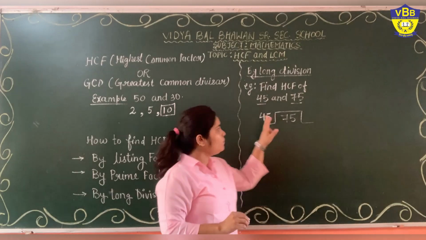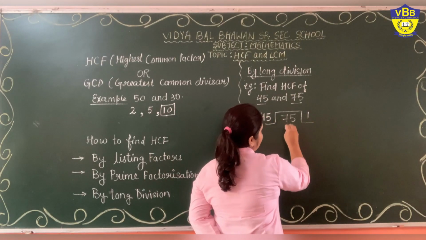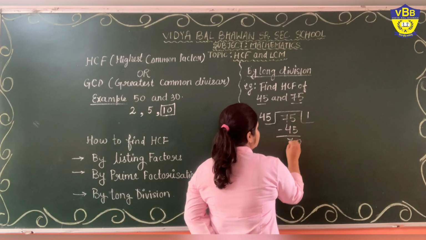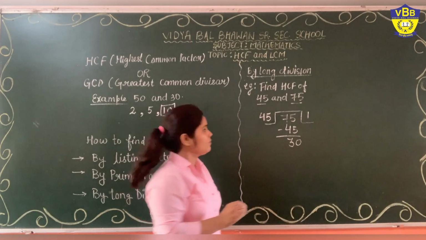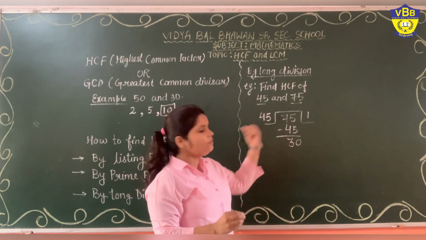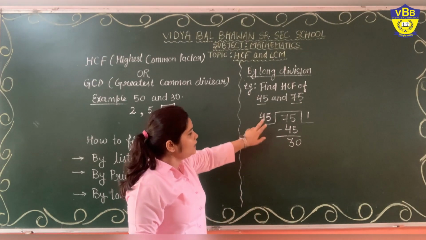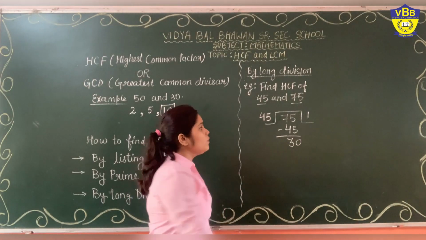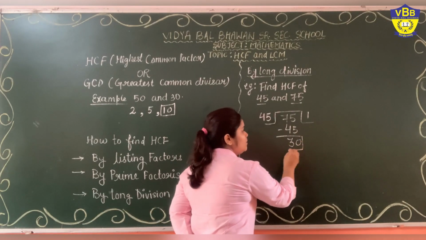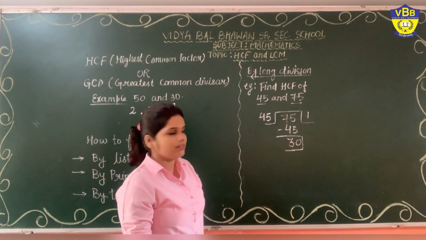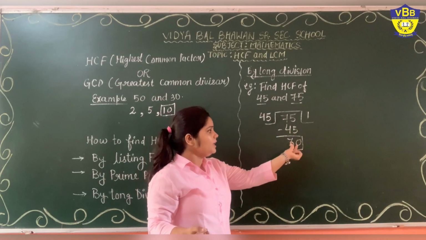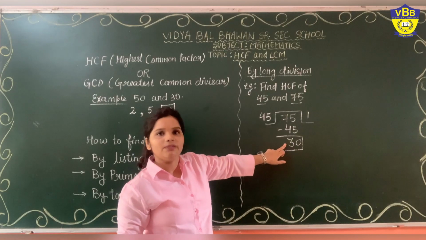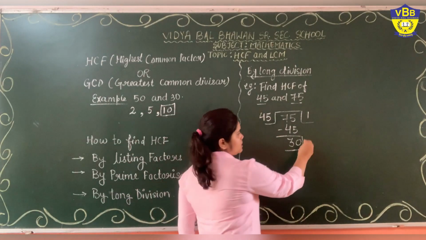Divide it now. 45 ones are 45. We are left with 5 minus 5 is 0. 7 minus 4 is 3. Now after that what we need to do is write this remainder. This remainder will now become the divisor of the next division. The remainder coming in the first division, that is 30, will now become the divisor of the further process.